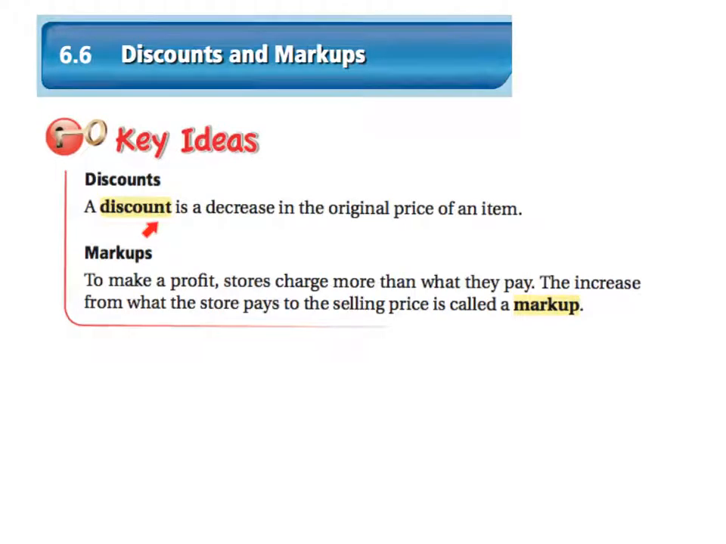All right, section 6.6, discounts and markups. Now, I know you know what a discount is, but a discount is the decrease in original price of an item. A markup is to make a profit. Stores charge more than what they pay. The increase from what the store pays to the selling price is called the markup.